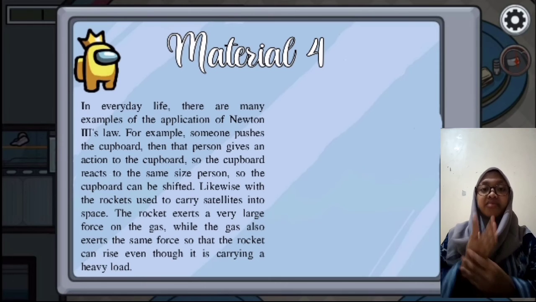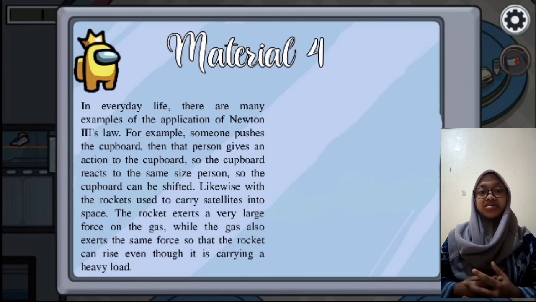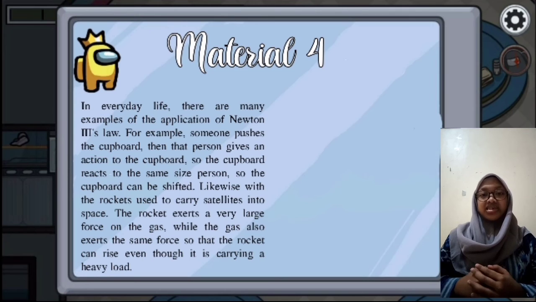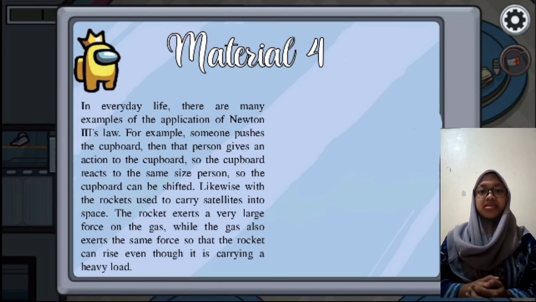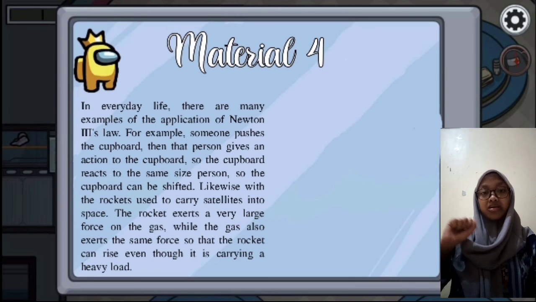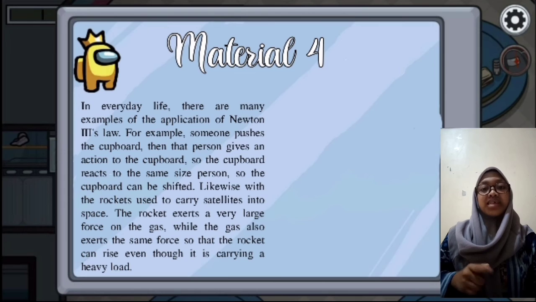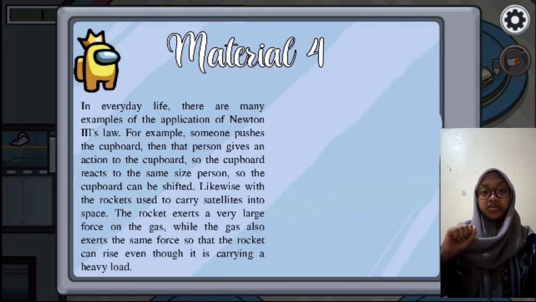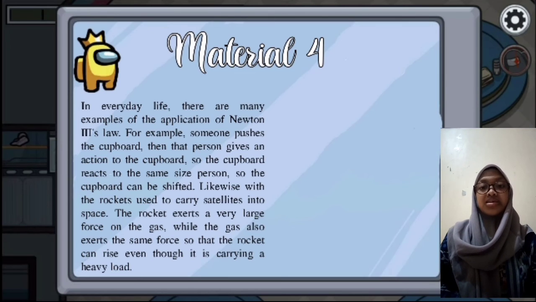Okay, material 4. Application of Newton's third law. In everyday life, there are many examples of the application of Newton's third law. For example, someone pushes a cupboard, then that person gives an action to the cupboard. So the cupboard gives a reaction of the same size to the person.